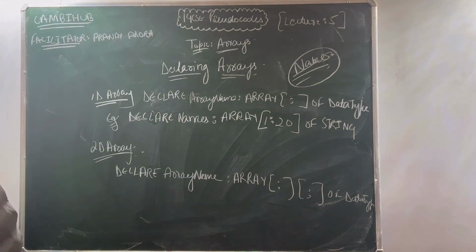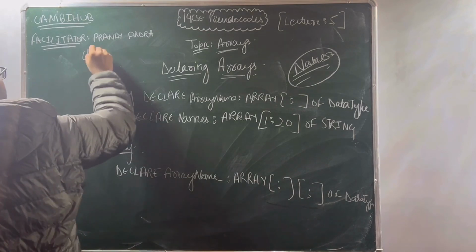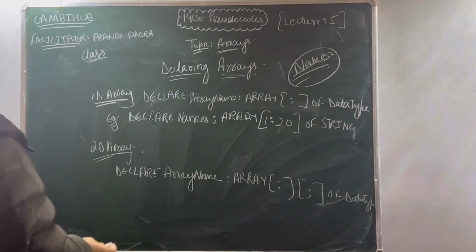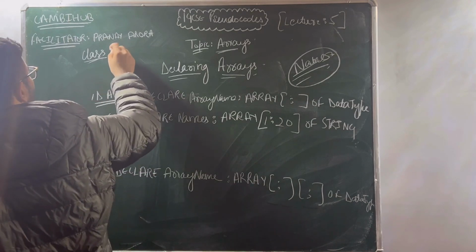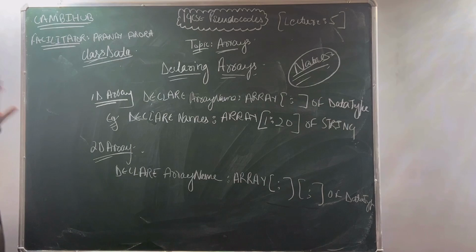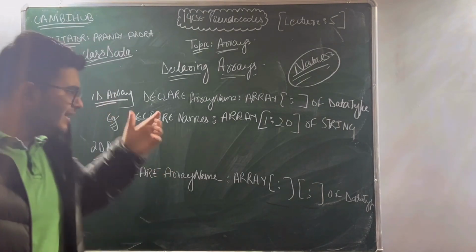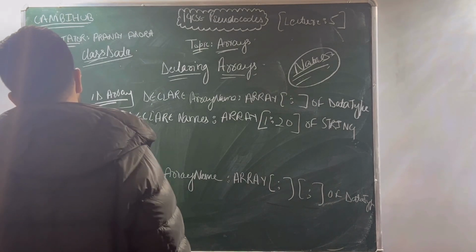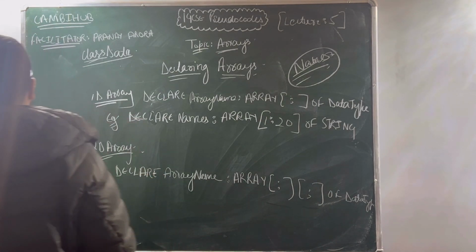Now let's say I need to make an array for my class, right? I'll name my 2D array as class data. What does class data include? Data about my class, right? That's why I named it class data. Now what kind of data would this class data include?